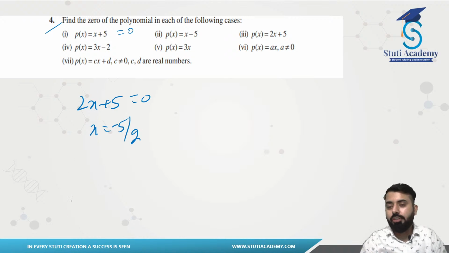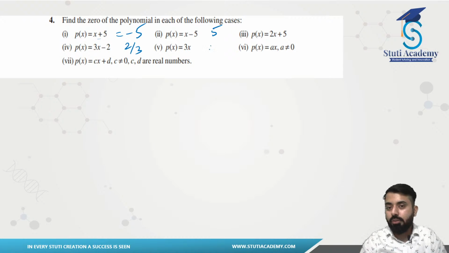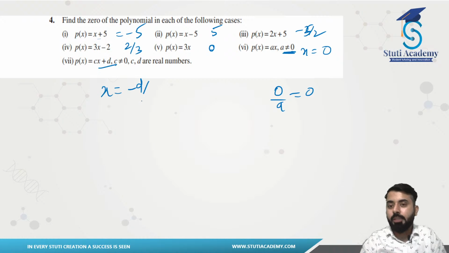So you guys see your zeros will be what? Let's just write it here. Putting it against 0, that will be minus 5. Putting it against 0, that will be 2 by 3. Putting it against 0, that will be 5. Putting it against 0, x will be 0. Putting it against 0, minus 5 by 2. Putting it against 0, x will be 0, because it has been given to you that a is not equal to 0. So 0 by a will be what? It will be 0. If you put this one, your x will be minus d by c. So these are the zeros here.